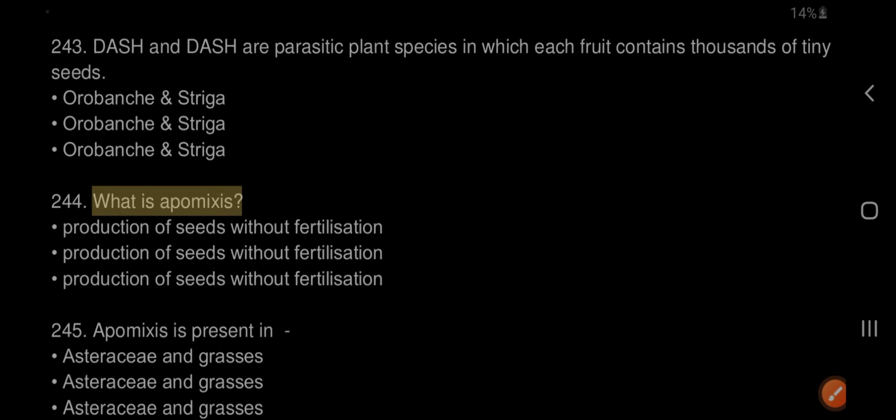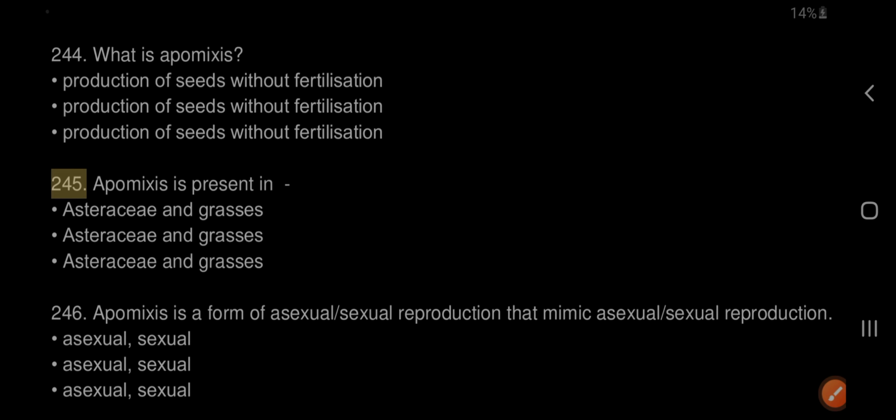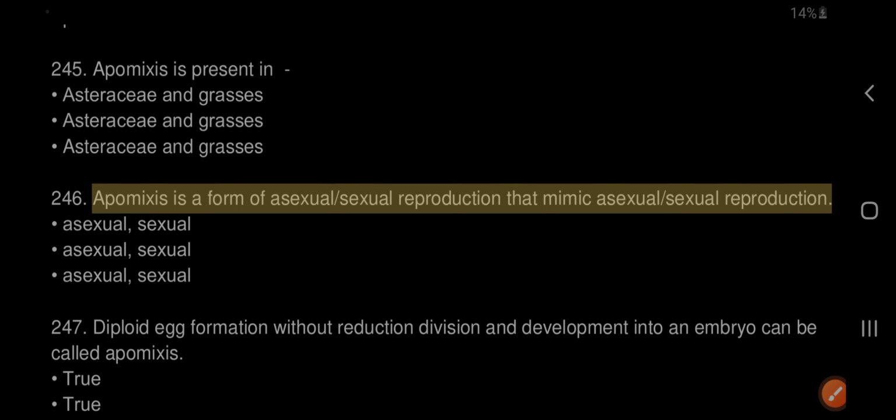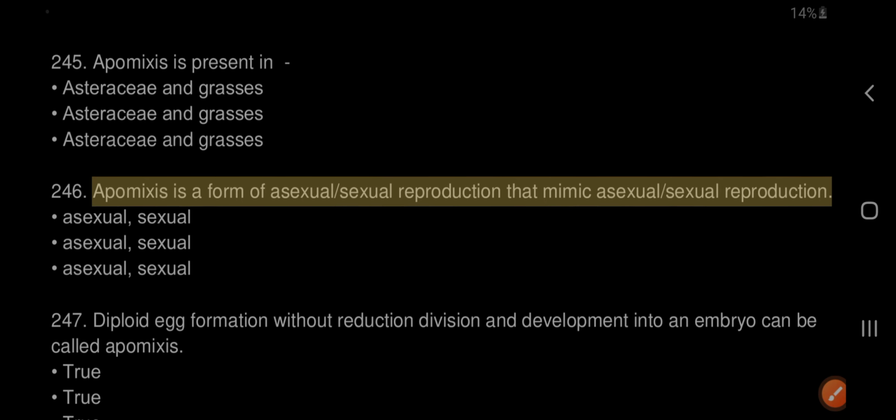245. Apomixis is present in Asteraceae and grasses. 246. Apomixis is a form of asexual reproduction that mimics sexual reproduction.